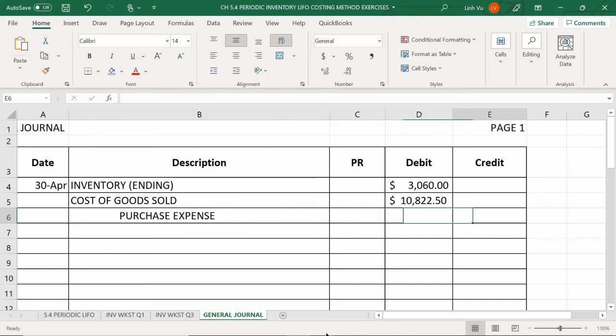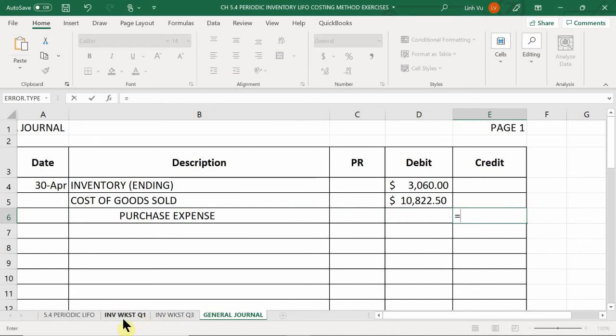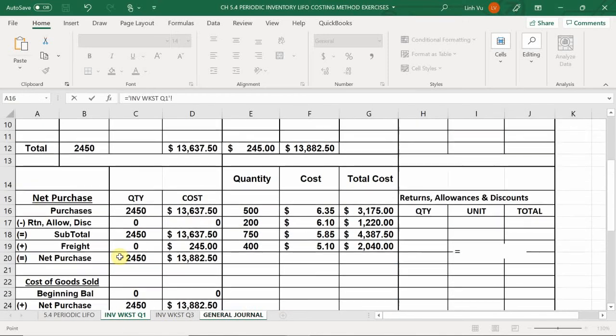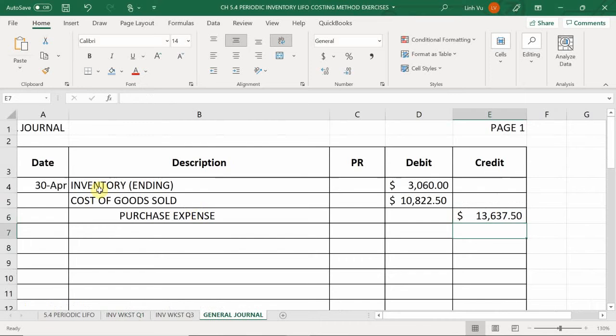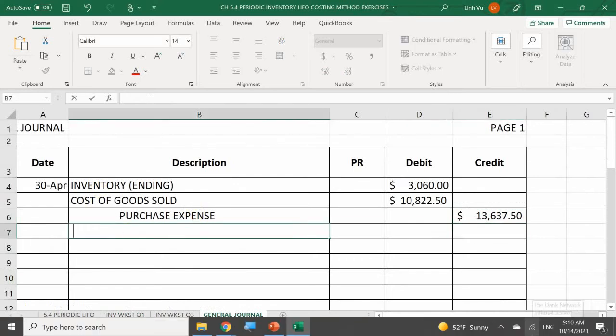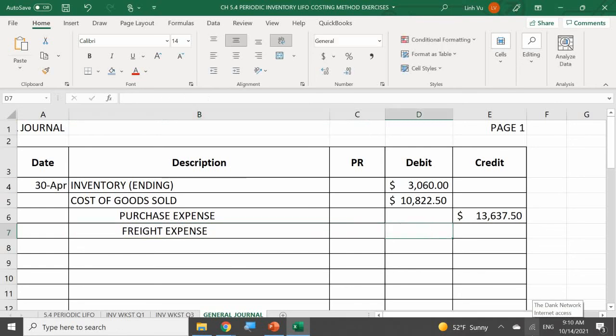I need to zero out my purchase expense. So what was my total purchase expense? $13,637.50. Good. And then last but not least, I need to recognize my freight expense, which was a total, I think, of $245.